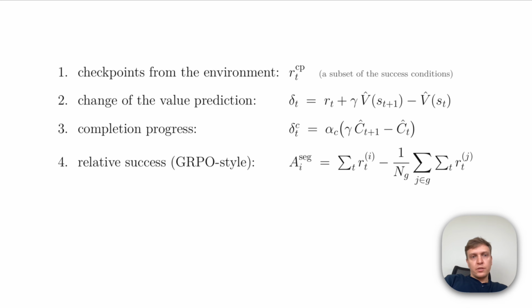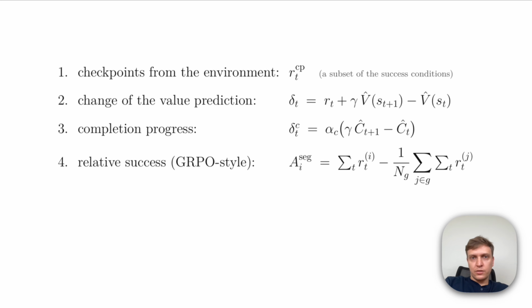Another approach is to look at the completion. So we can train some model that predicts the completion of the task and use it as some reward or some extra guidance for our policy. And then finally, there is this relative success, this GRPO style approach. We simply run a lot of rollouts from very similar initial states, and then simply compare the results of these rollouts.